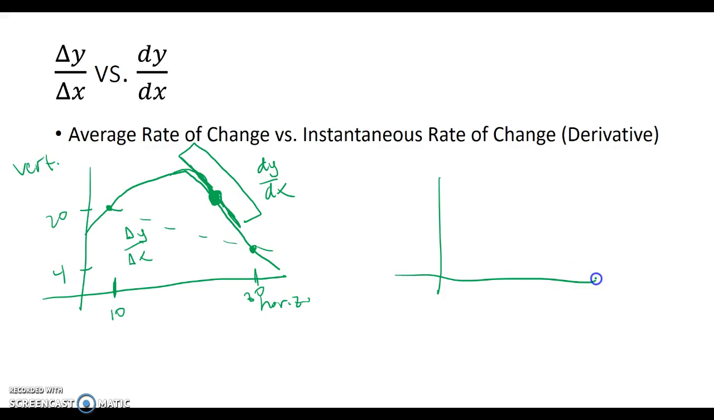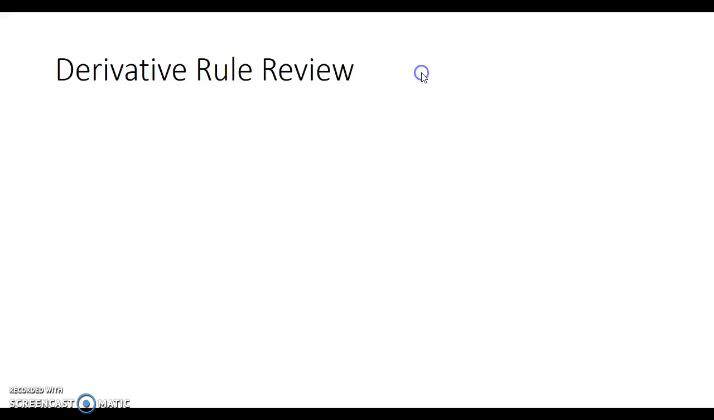And a lot of times mathematically, we just think about that as, okay, what's the slope of the tangent line that just touches that point right there? That gives us a better idea of what's happening at that instant. Okay, so quick differentiation there between the two, no pun intended.